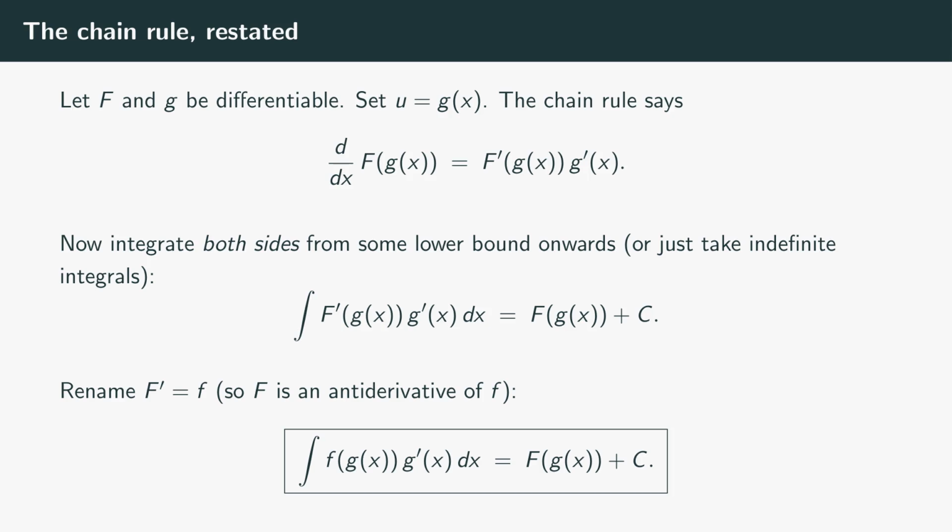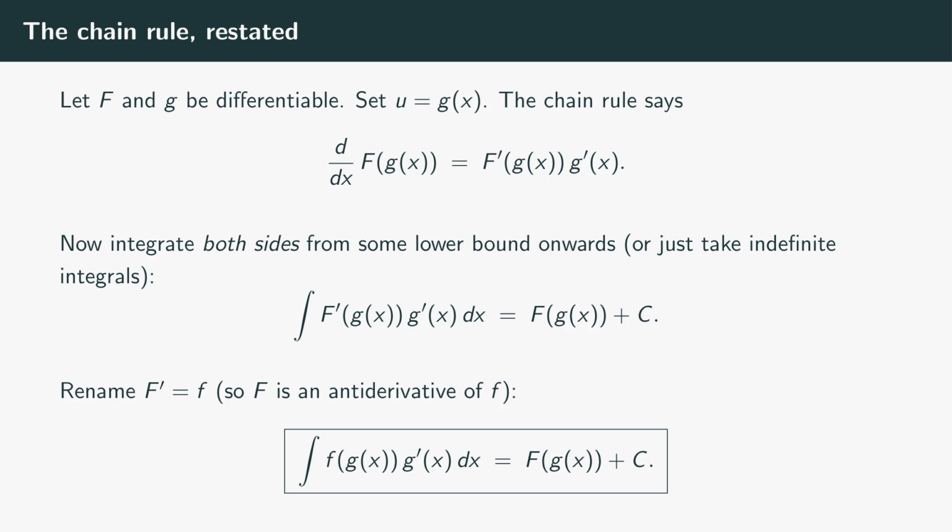Start with the chain rule. If capital F and g are differentiable, and you set u equals g of x, then the derivative with respect to x of capital F of g of x is capital F prime of g of x times g prime of x. The outer derivative evaluated at the inner function times the derivative of the inner function. That's the chain rule. You knew it cold from differential calculus.